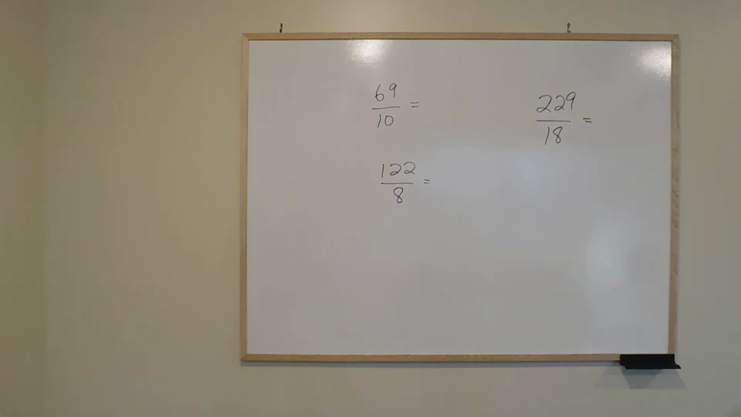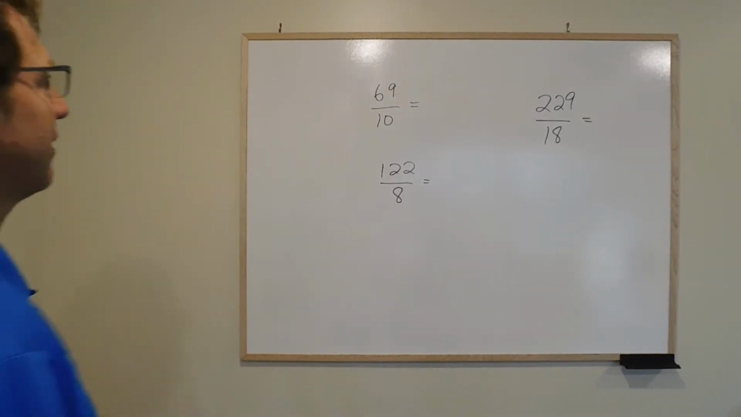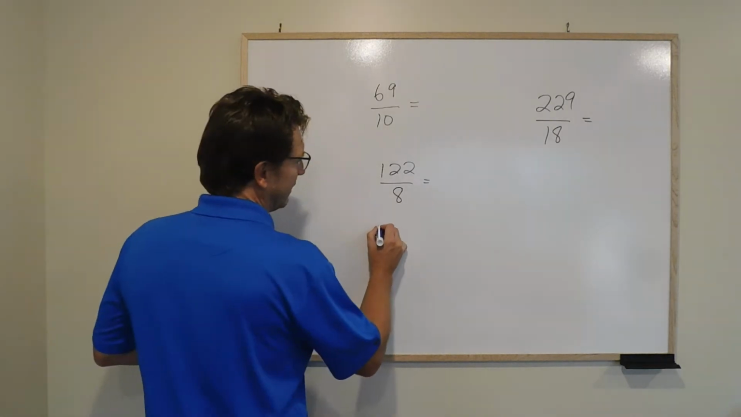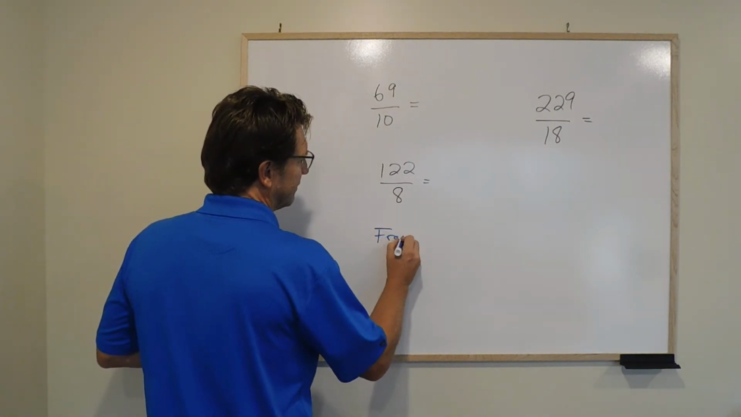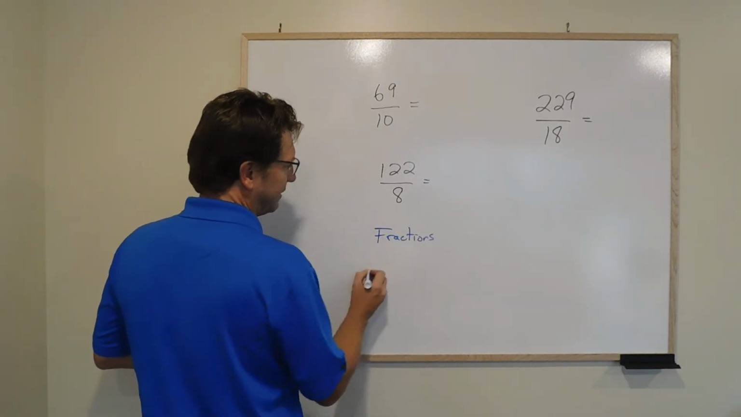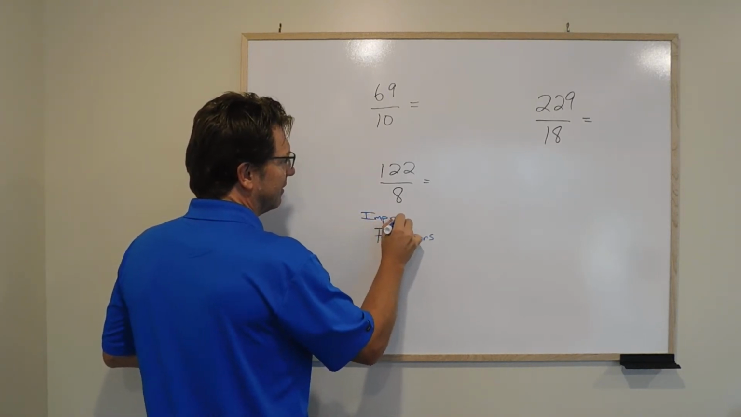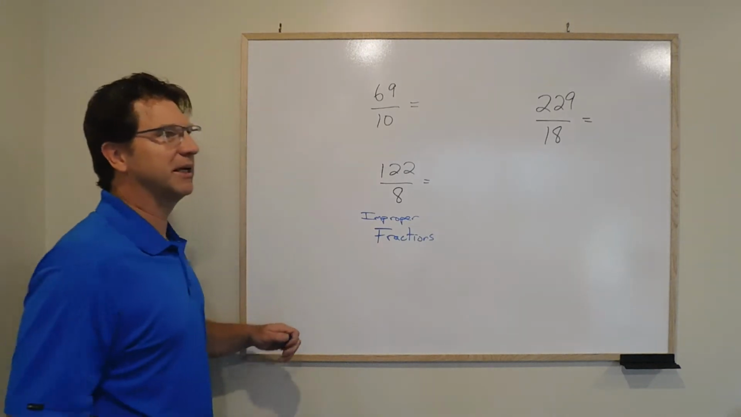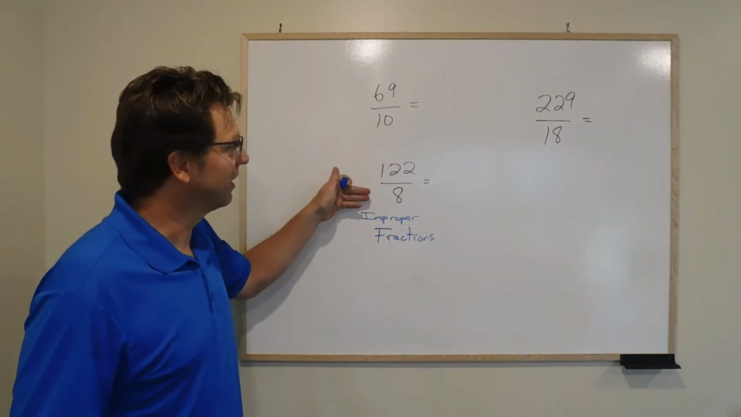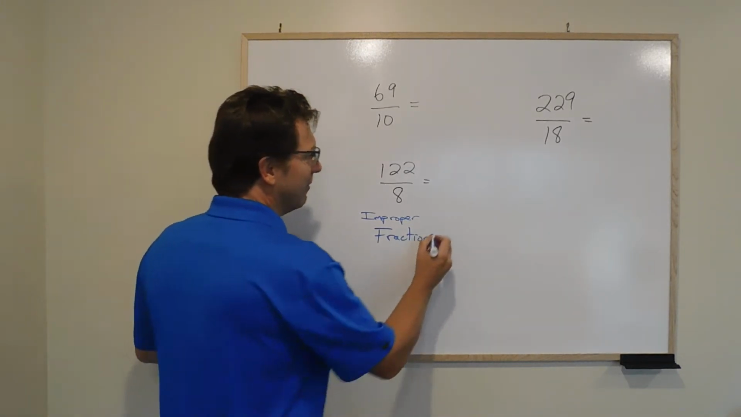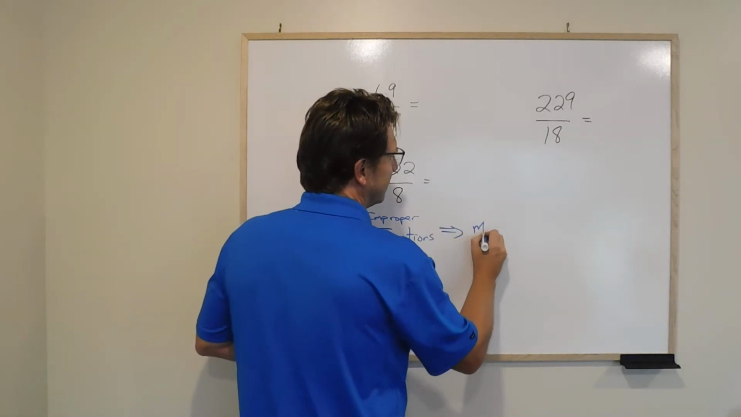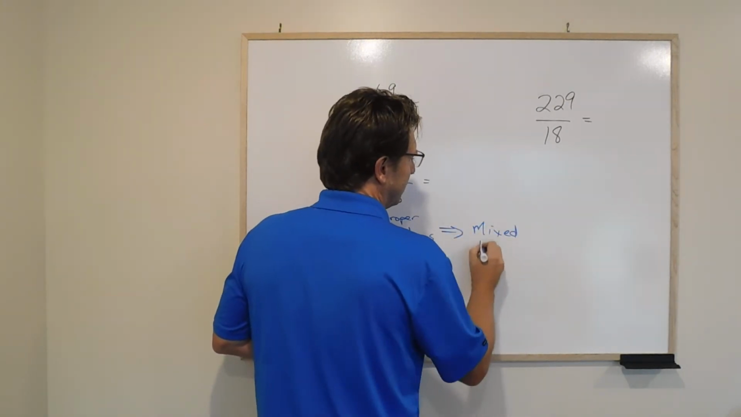So in this case, we have improper fractions that we want to convert to mixed numerals, right? These are fractions, and they're actually called improper fractions. Improper because the numerator is larger than the denominator. And we want to convert them to mixed numerals.